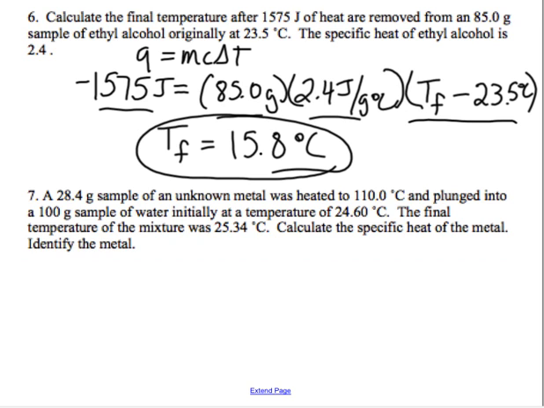Okay? Because heat was removed from the substance, the temperature went down. Yeah, heat left the substance, so the temperature of the substance dropped.